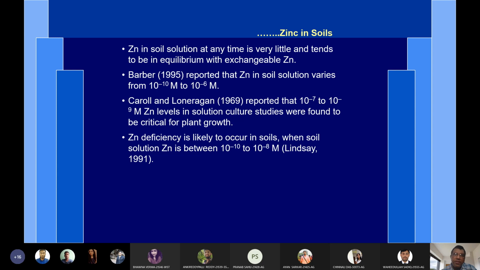So he has gone up to the level of soil solution. Zinc deficiency is likely to occur in soils when soil solution zinc is between 10 to the power minus 10 to 10 to the power minus 8 molar. This is by Lindsay. Lindsay has been a quite famous scientist who worked on zinc, and he has given the DTPA extraction method to estimate the zinc in soil.